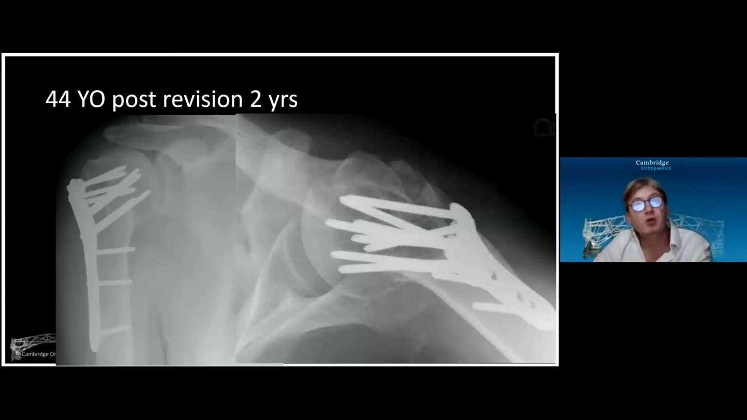These are the radiographs at 2 years, and it's 2 years for a reason, because we know that the incidence of AVN will go up the longer your follow-up. And we see, thanks to that inferior calcar fragment, that that head is revascularized and the head is healed and it's remained in joint.